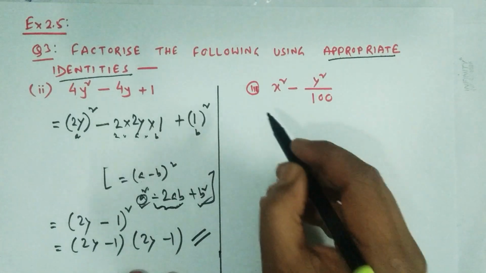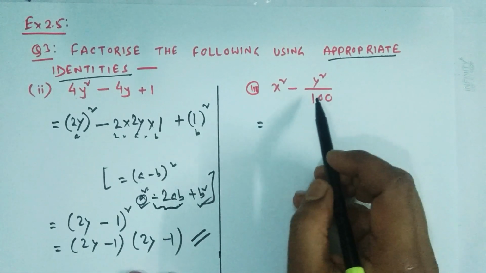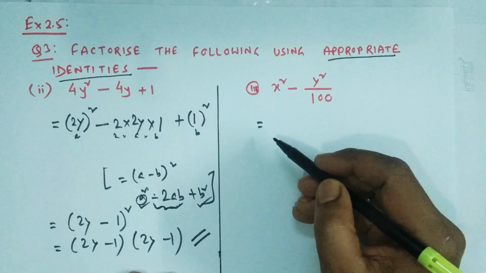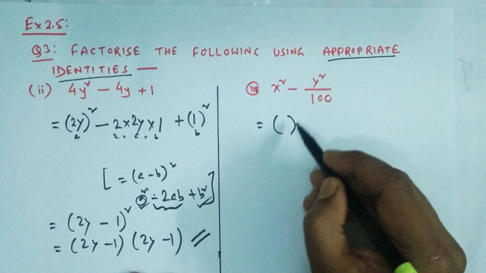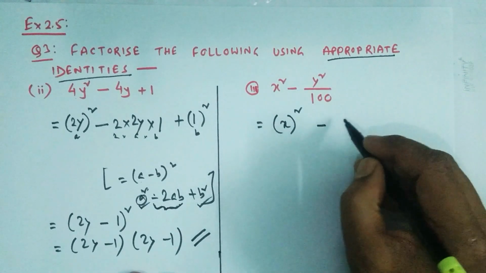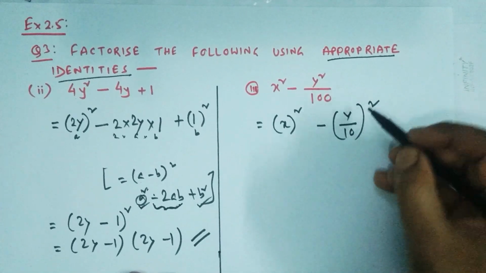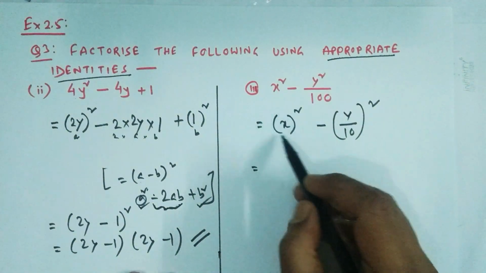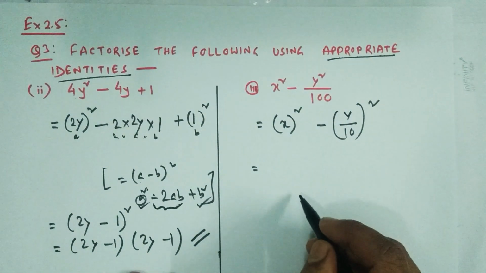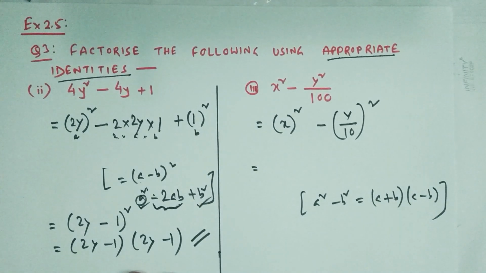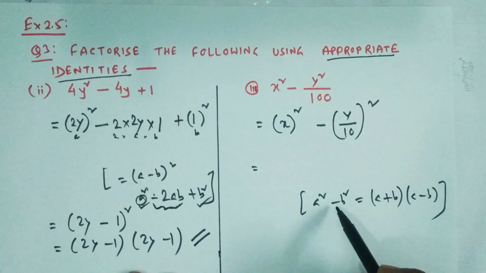Now come to question number 3. This time you have only 2 terms with a minus between them. A similar identity we will try, but before that let us express this x squared in terms of x. I am writing x squared as x whole square, minus. Now y square is a perfect square, 100 is also a perfect square, and y square by 100 is the whole square of y by 10. Check it once again: y square is y square, 10 square is 100. Now this is something whole square minus something whole square, so it falls in the identity a square minus b square equals a plus b into a minus b. The two are different terms, squares, with a minus between them.